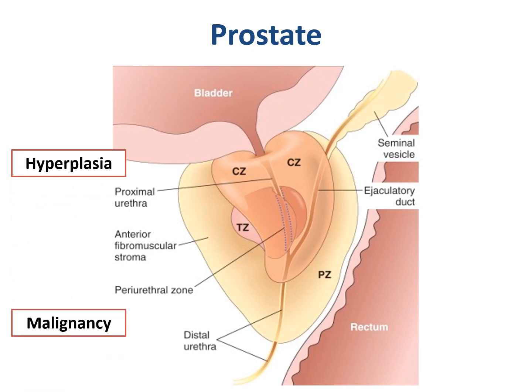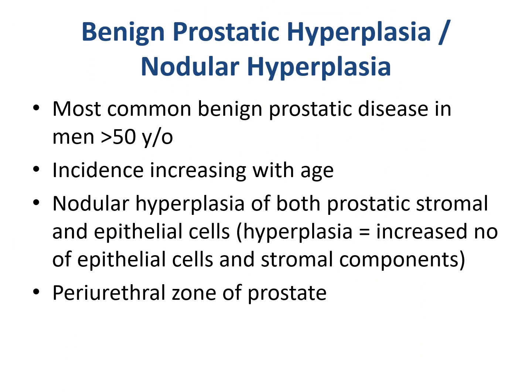Okay, so these are the two entities we will discuss today, hyperplasia and malignancy. So start with BPH, short for benign prostatic hyperplasia, occasionally also called nodular hyperplasia. This is very common, and its incidence increases with age. Hyperplasia, as you know, means increase in the number of cells, and in the setting of BPH, the hyperplasia involves both the epithelial cells as well as the stromal components. An important point to note is that the process almost always involves the central part of the prostate or the periurethral zone.